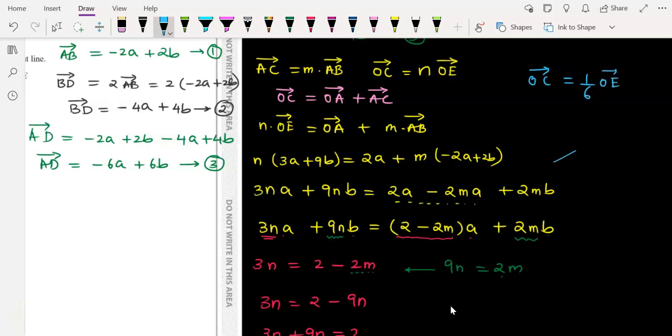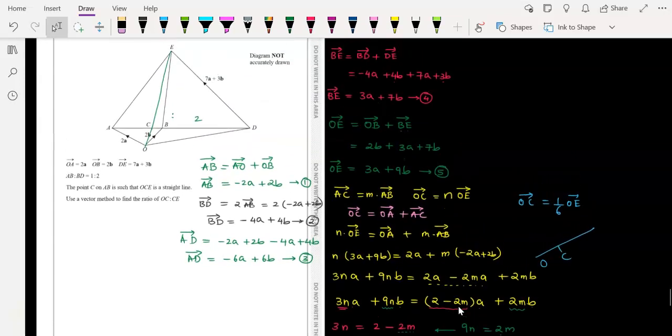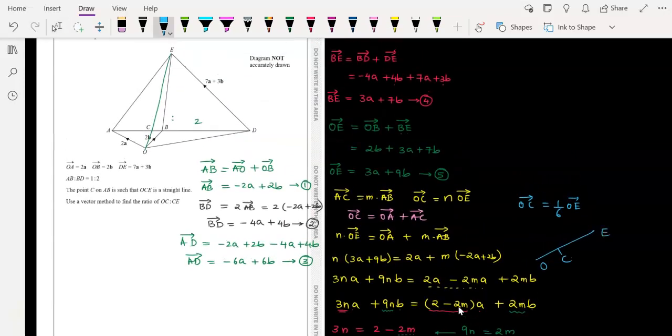So if I draw the diagram, with O, C and E, OC is 1/6 of OE, so the remaining CE will be 5/6. So we can make out from here that the ratio of OC is to CE will be 1:5. And that's what the question asks, to work out the ratio of OC is to CE.